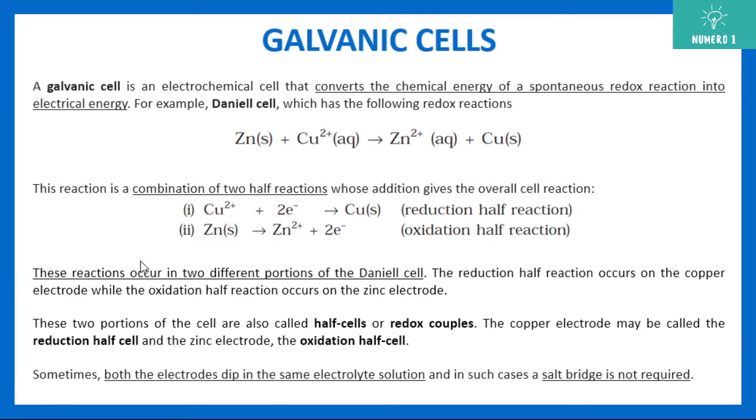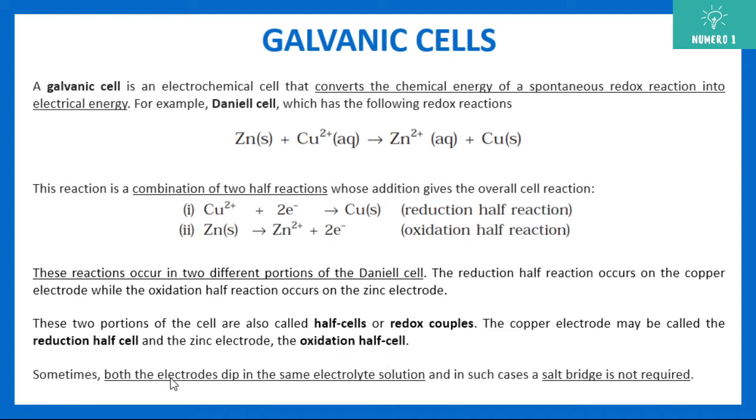These reactions occur in two different portions of the Daniell cell. If you remember, one had a copper electrode, the other had a zinc electrode. So the reduction half reaction occurs on the copper electrode while the oxidation half reaction occurs at the zinc electrode. These two portions of the cell are known as half cells or redox couples. The copper electrode may be called the reduction half cell and the zinc electrode may be called the oxidation half cell.